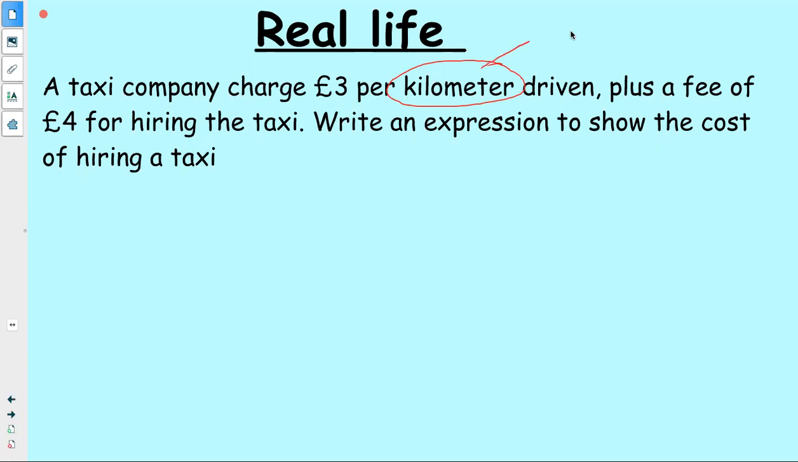Because it's kilometres, it might be nice just to call it k. That's the variable I'm going to use. The taxi company charges £3 per kilometre. So we're going to multiply the two together. You know at this point that we would be writing 3k. Plus, which really means add, a fee of £4 for hiring a taxi. So 3k plus your 4. And that's your final expression. Next slide.